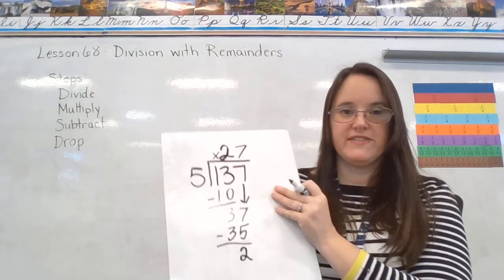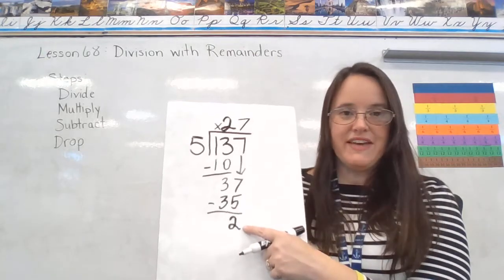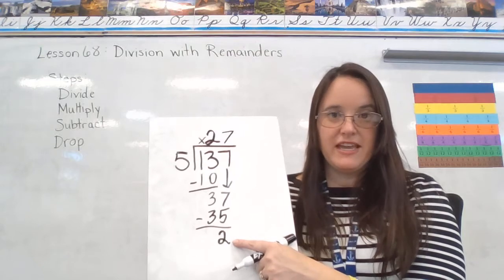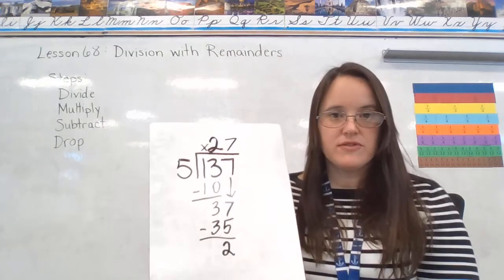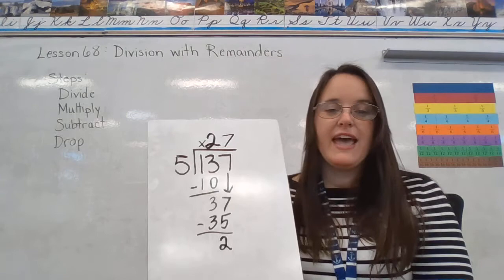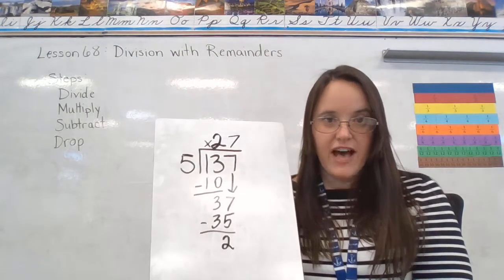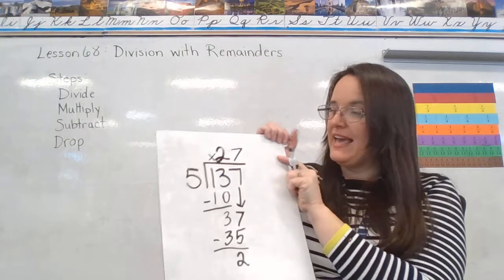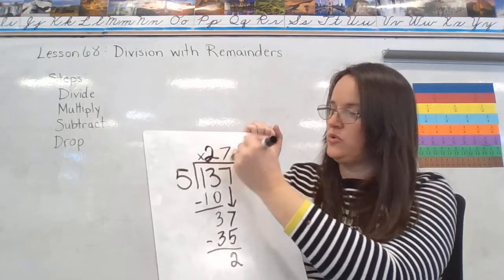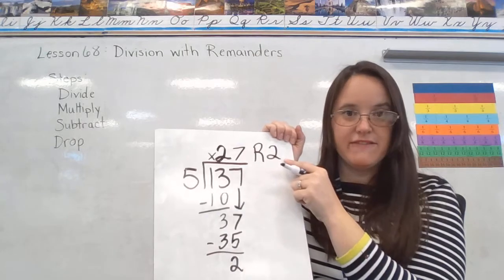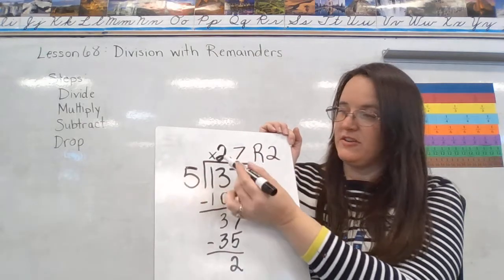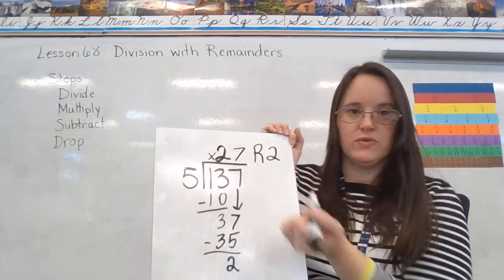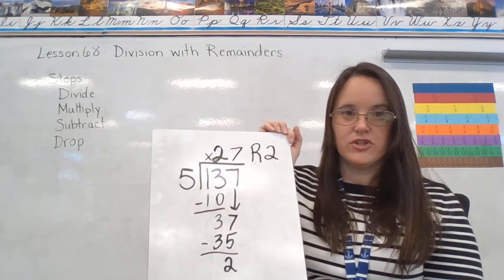So here's the new part of today's lesson. Whatever is left over down here, we call this leftover number a remainder. If I have 137 M&Ms and I'm dividing them into groups of 5, I'm going to end up with 27 groups, and I will have 2 M&Ms left over. So my answer here is 27, and we write an R for remainder, 2. 27, remainder 2.